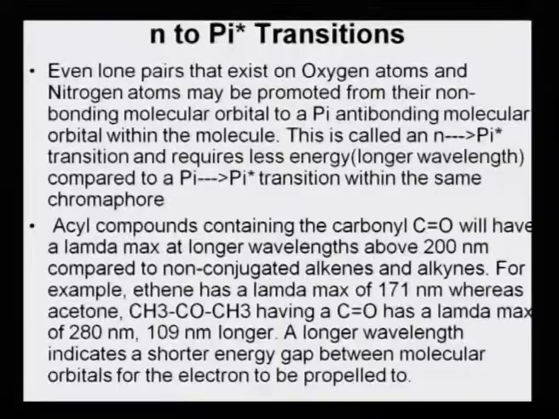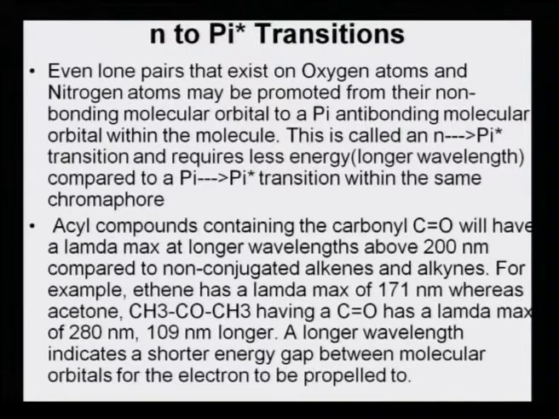This is called the n to pi star transition, and it requires less energy, or a longer wavelength, compared to the pi to pi star transition within the same chromophore. So pi to pi star requires more energy, whereas n to pi star requires less, because the gap is small. I just explained that if the gap is small, n to pi star is like this and pi to pi star is like this. So obviously, more gap, more energy; less gap, less energy.